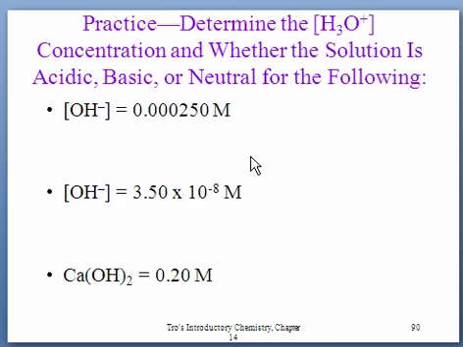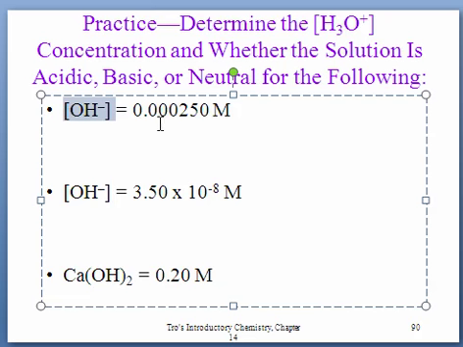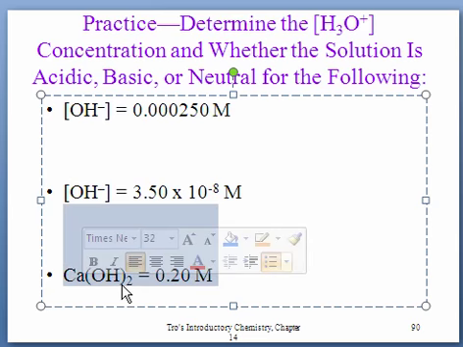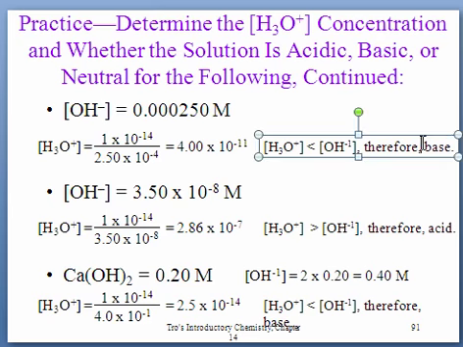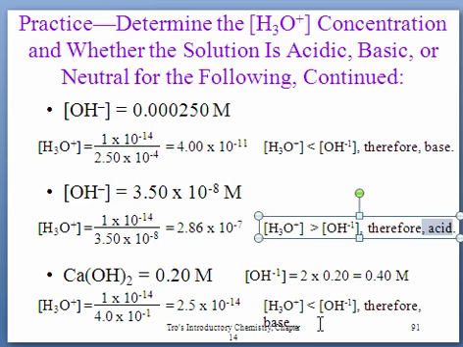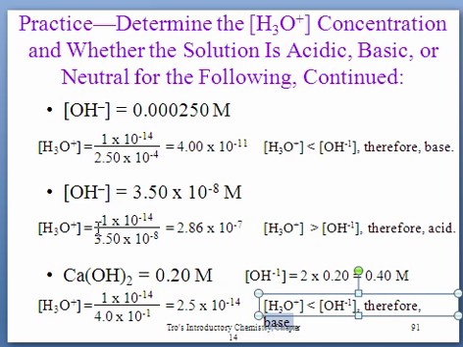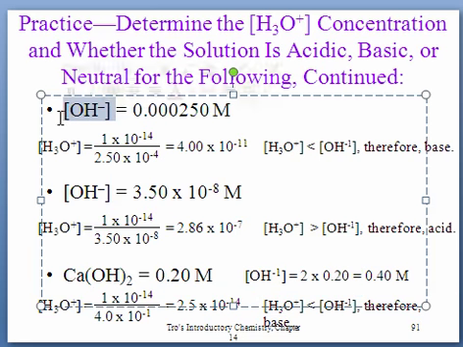Okay, so let's determine whether each one of these is acidic, basic, or neutral. If our concentration of hydroxide is 2.5 times 10 to the minus 4th, this is greater than 1 times 10 to the minus 7th, so this is basic. Here, 3.5 times 10 to the minus 8th is smaller than 1 times 10 to the minus 7th, so this is acidic. Here, our concentration of calcium hydroxide is 0.2 molar, which means our hydroxide concentration is 0.4 molar, which is definitely larger than 1 times 10 to the minus 7th, so this one is basic as well. So, base, acid, base. The authors of the slide did the math to calculate the concentration of hydronium, but we didn't need to do that. We could figure out whether it was basic or acidic just based on its hydroxide concentration.